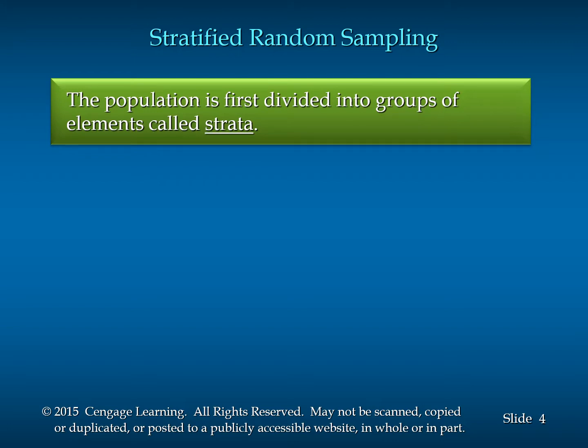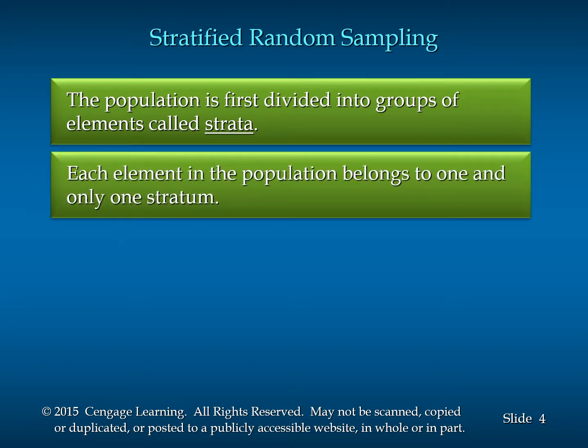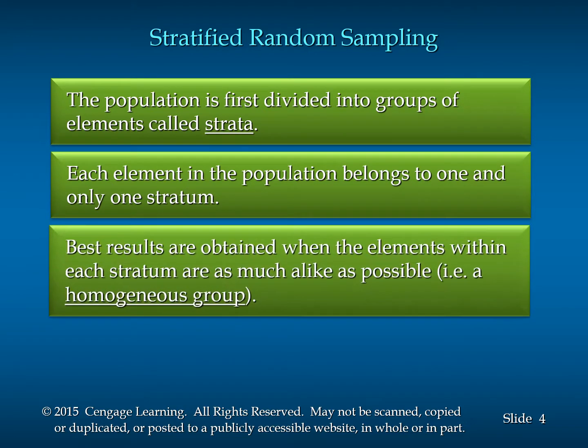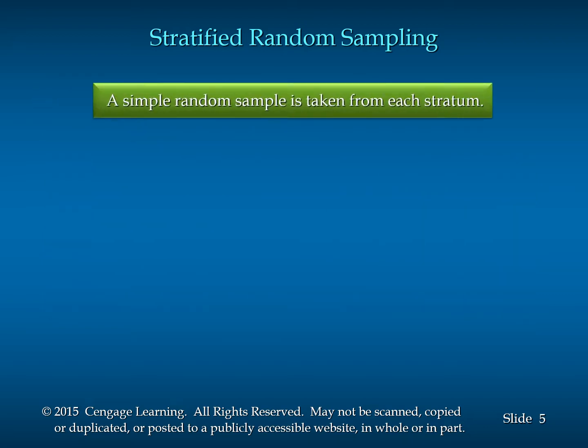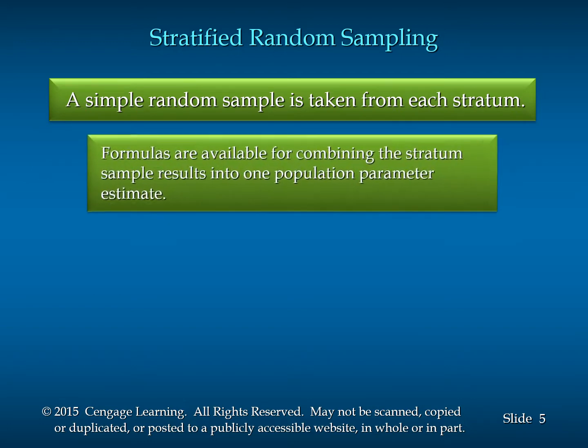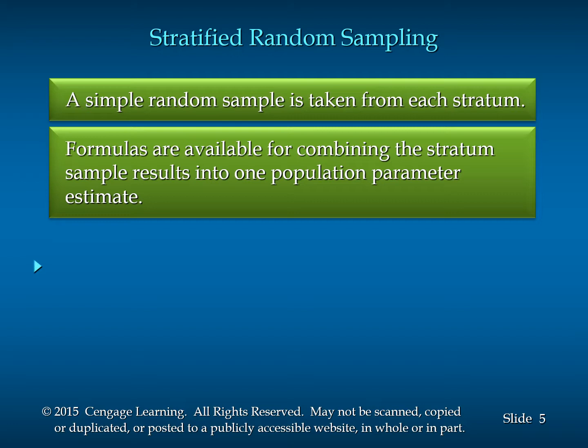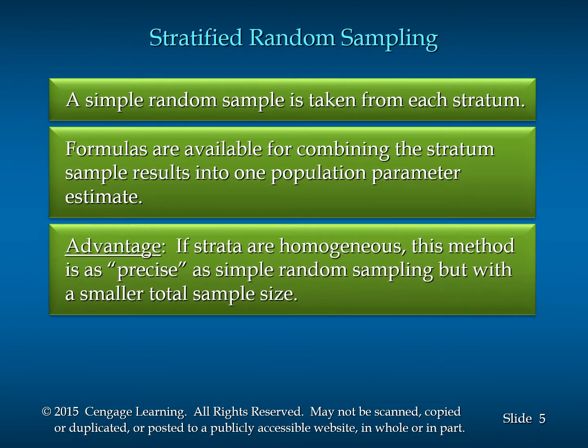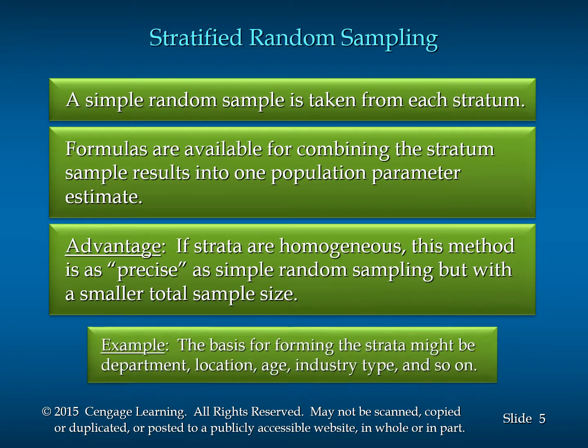In stratified sampling, we divide the population into groups where the data in each group is as common as possible to that group or stratum. And then we take a random sample from each of those groups or strata and combine those samples into a larger complete sample to represent the population. The advantage is if the strata are homogeneous, this method is as precise as simple random sampling.